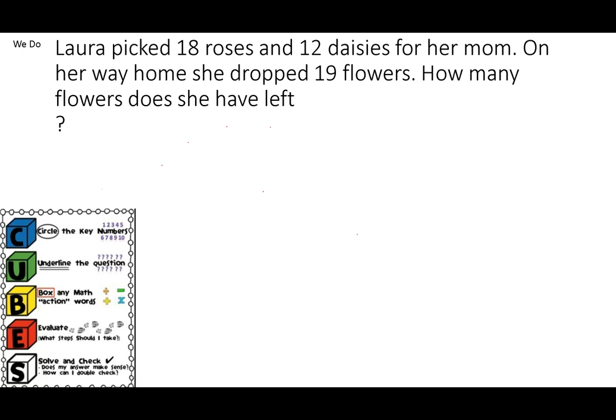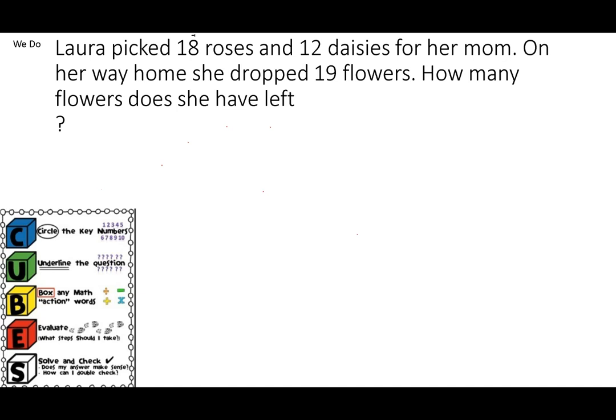In order to solve this, we must use one of the most important strategies that we know for word problems. And that strategy is called the CUBE strategy. What is the first step in solving with the CUBE strategy? Great. Circling the key numbers. So I see three key numbers here.